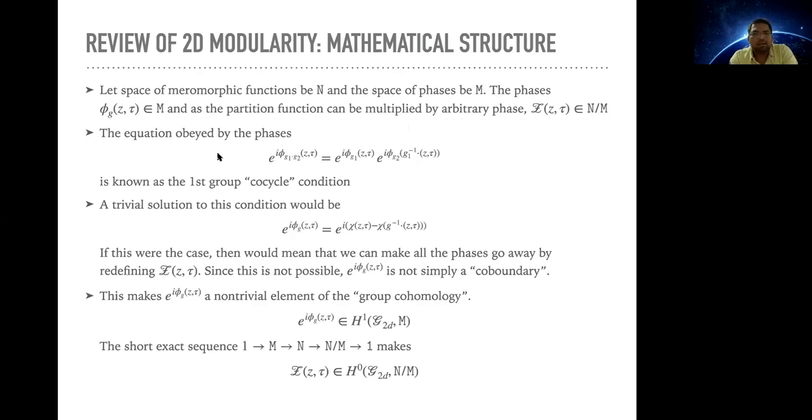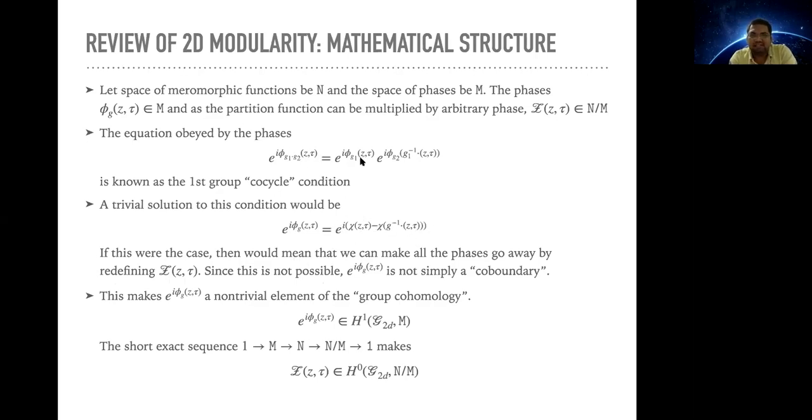Now the equation obeyed by this phase, as I said earlier, is known as the first group cocycle condition. You can find a trivial solution to this condition, of course: you can just take e to the i phi g equal to this particular combination here, chi minus chi of g inverse. You put it in here and you see that everything cancels and this condition is immediately satisfied. But if that were the case, then you could make all the phases go away by redefining the partition function. Since this is not possible, e to the i phi g is not simply this. In other words, it's not simply a coboundary.